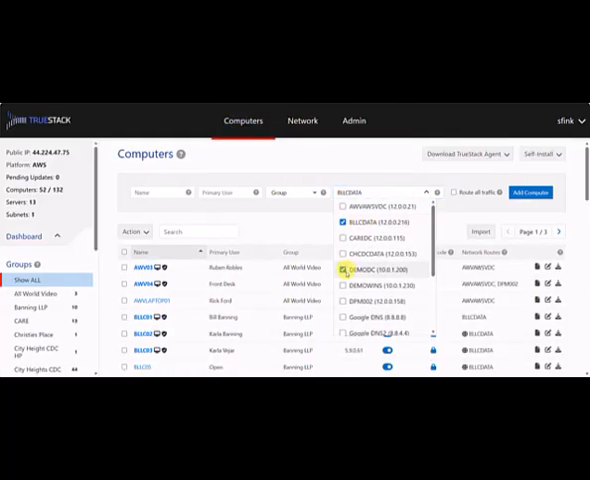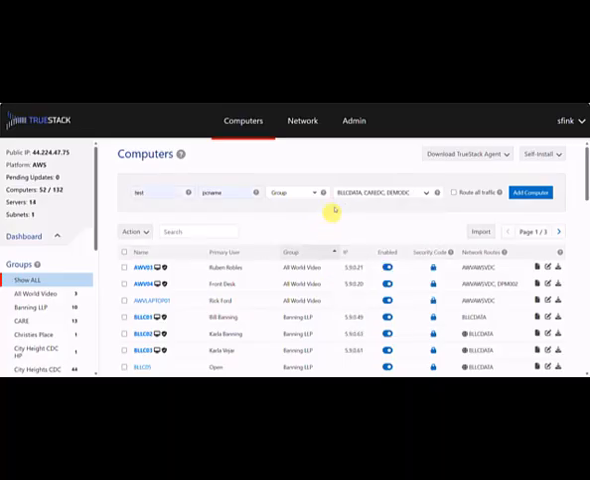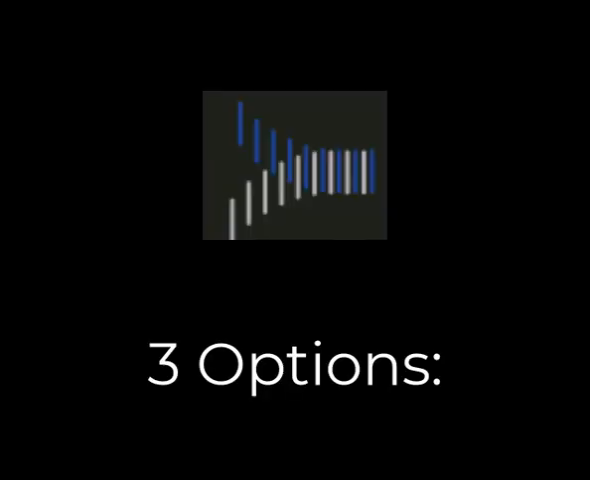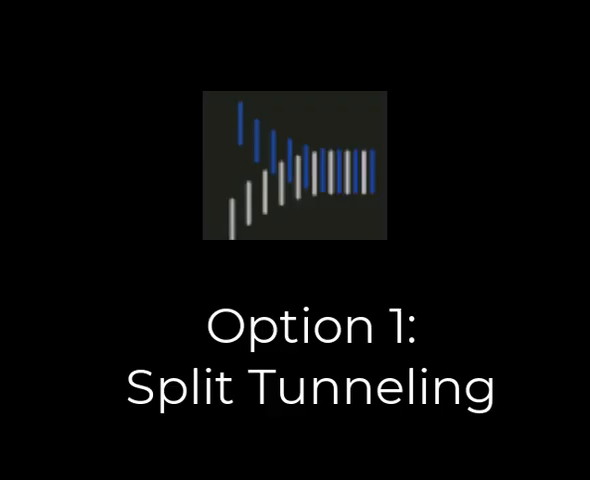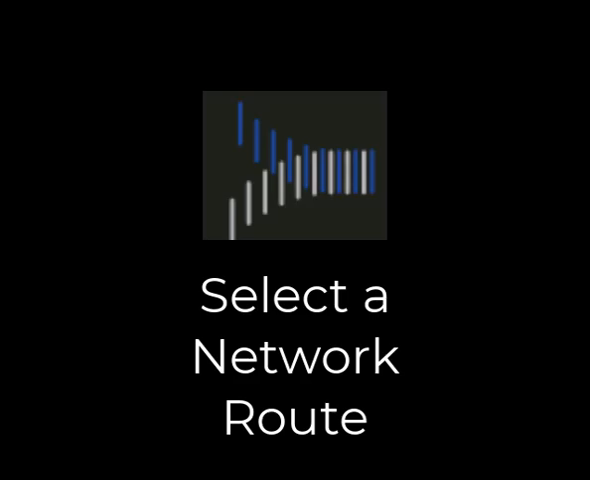Now this part is important. VPN behavior depends on two things: whether any network routes are selected and whether route all traffic is enabled. There are three possible outcomes. Option 1, access specific servers only. This is split tunneling, and it's the most common setup.